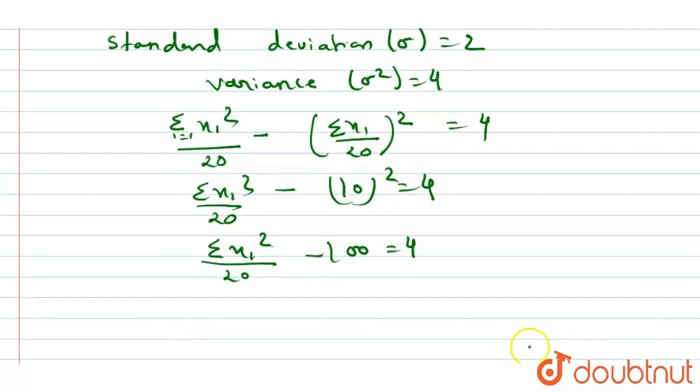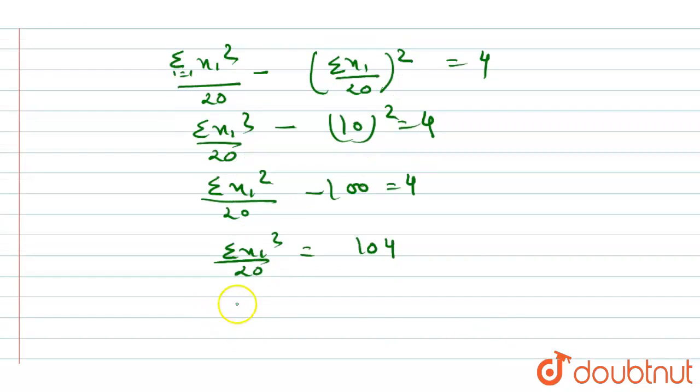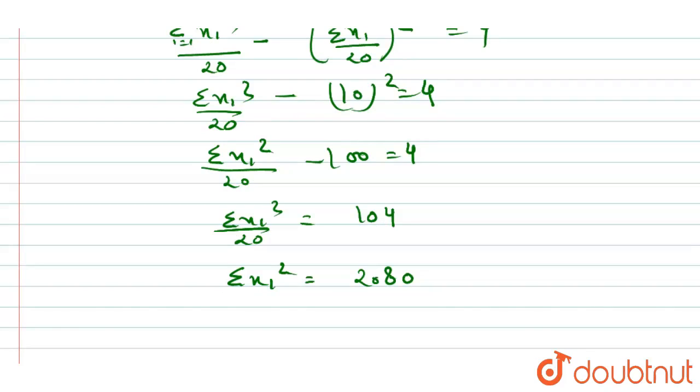On further solving this, we will get summation xi square upon 20 is equal to 104. On solving this, we will get summation of xi square is equal to 104 multiplied by 20, which gives 2080. So the value of summation xi square is 2080.